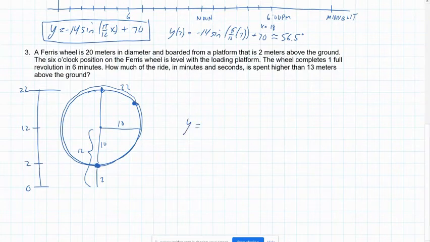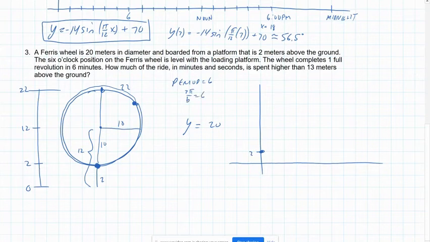And so we know that our equation then is going to have an amplitude of 20. Okay, so they're starting low. So let's sketch what the graph would look like. So they board at 2. That's where they start. And then the 6 o'clock position on the Ferris wheel is level with the loading platform. So that's where I had it originally. The wheel completes 1 full revolution in 6 minutes. So that means the period equals 6, and period is always 2 pi over b. So 2 pi over b is 6, which means b is pi over 3.